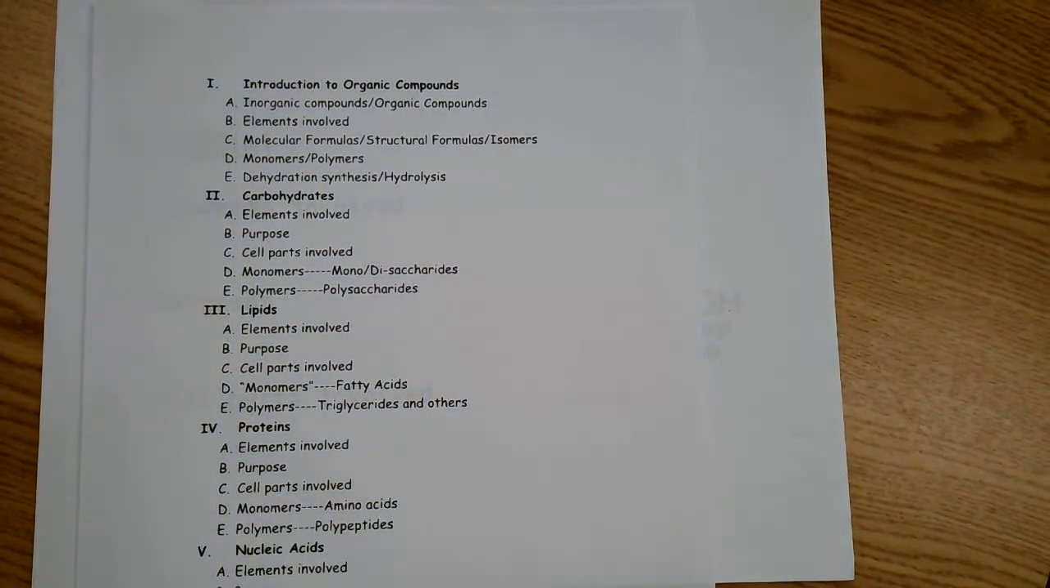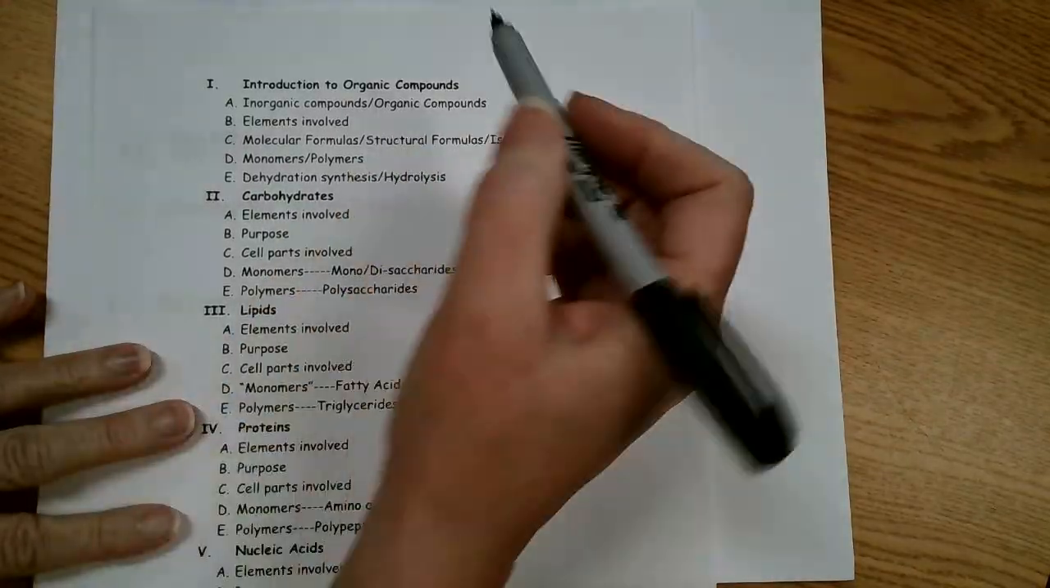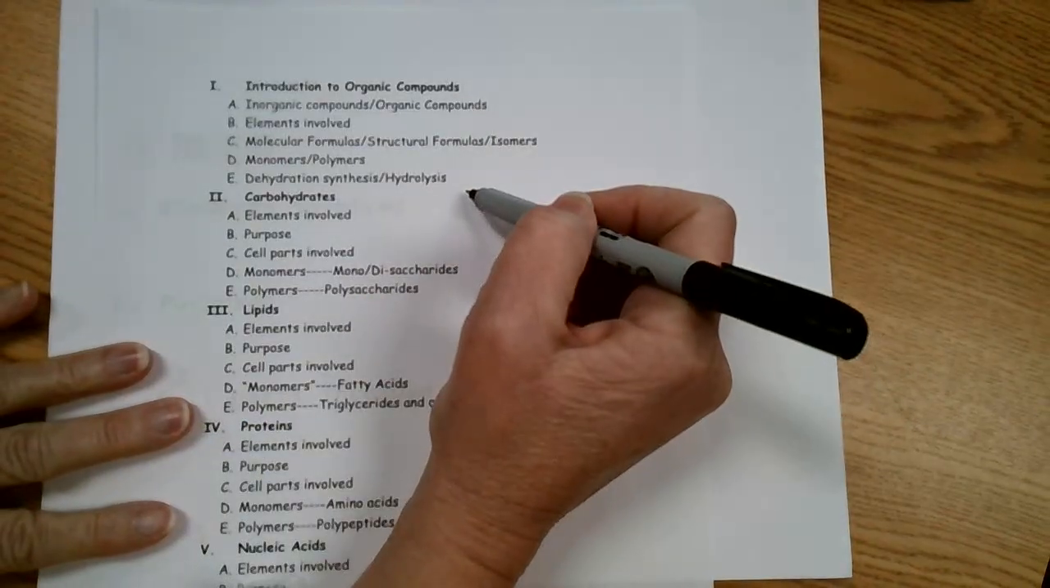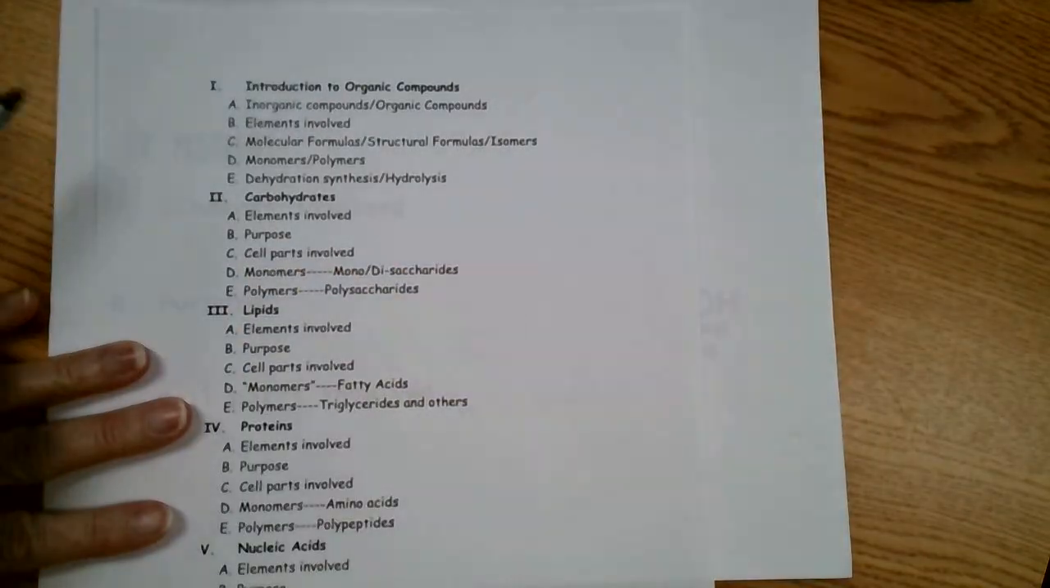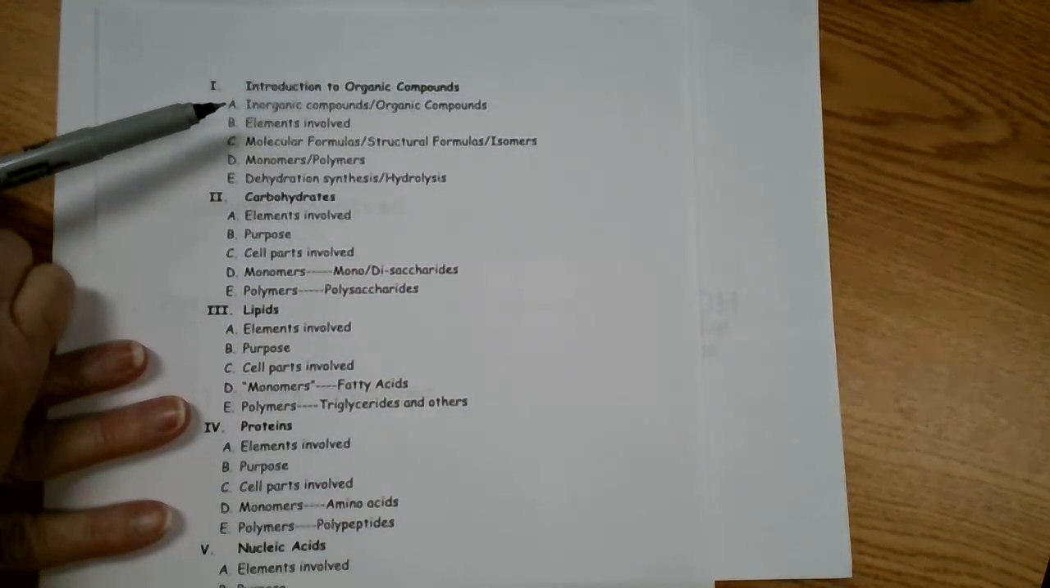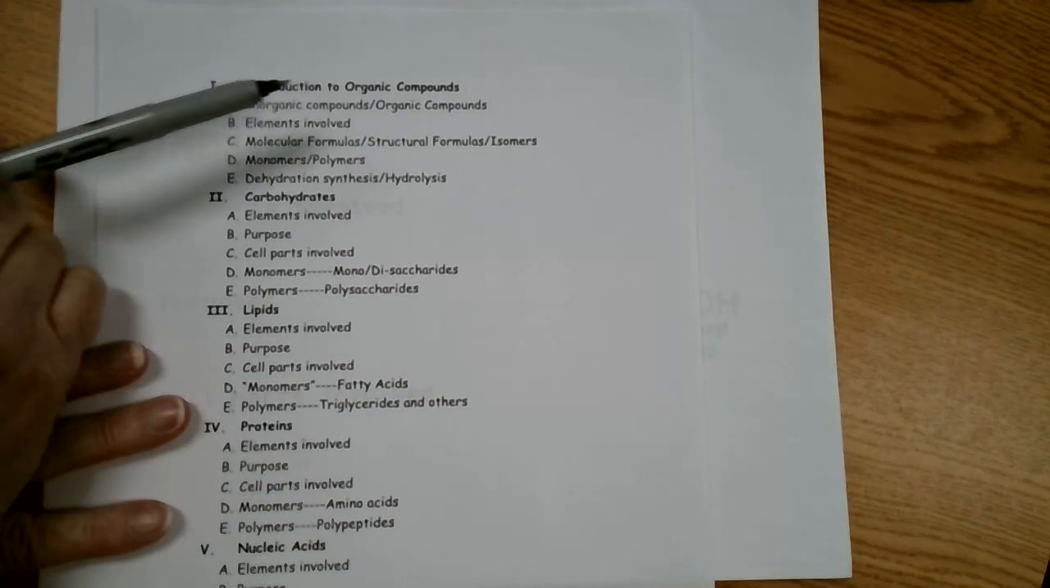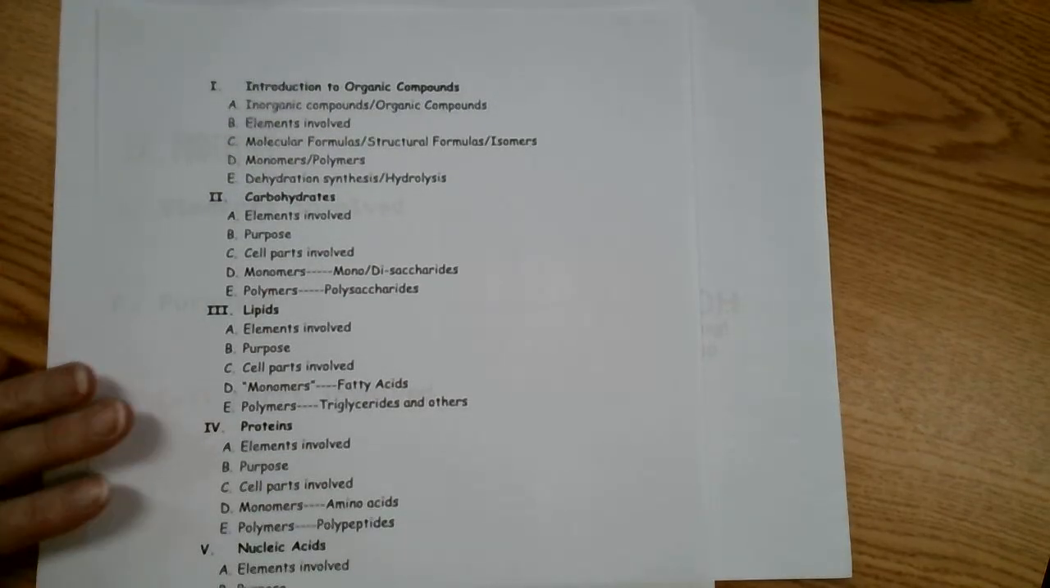Hey kids. So before we start on our next part of biochemistry, which is the proteins, we're going to take a look back at where we've been with all of this. So we started, and the first couple of videos were on our introduction. We learned the difference between inorganic compounds and organic. Primarily organics contain carbon and hydrogen.